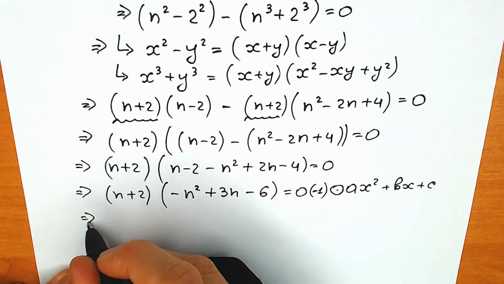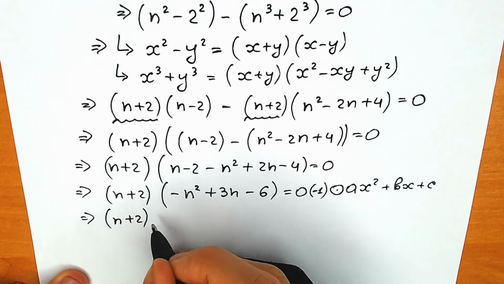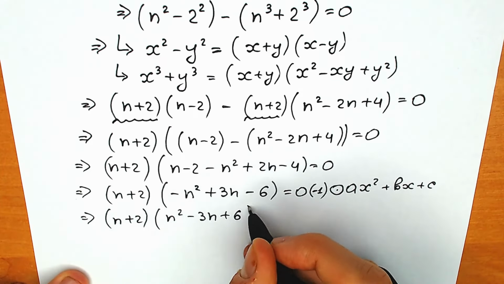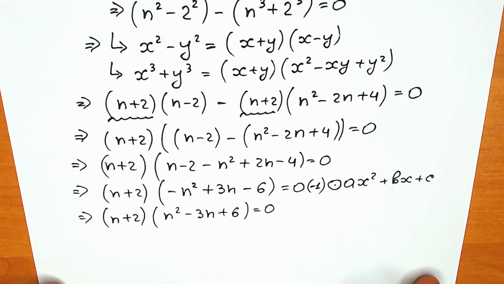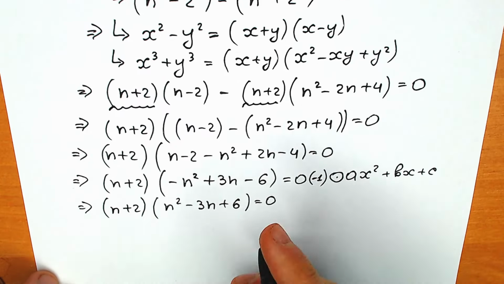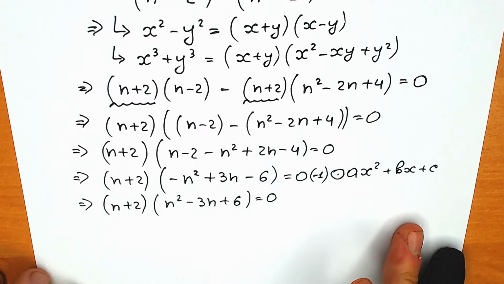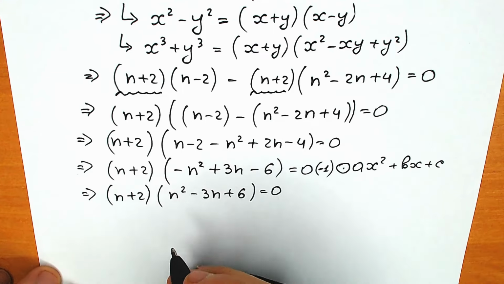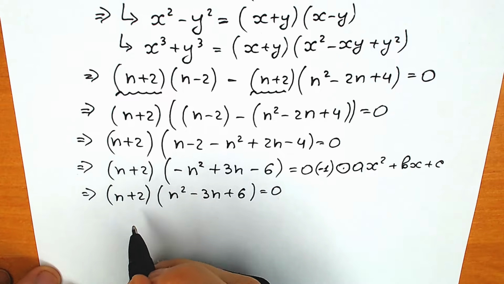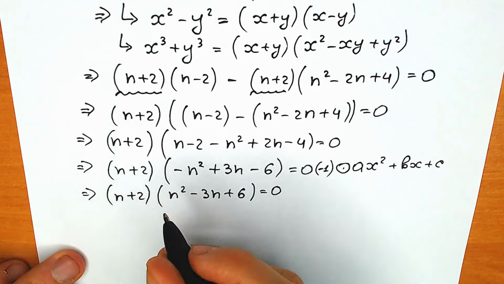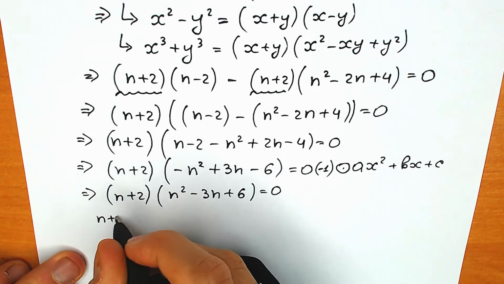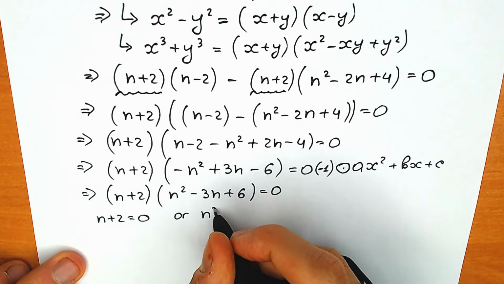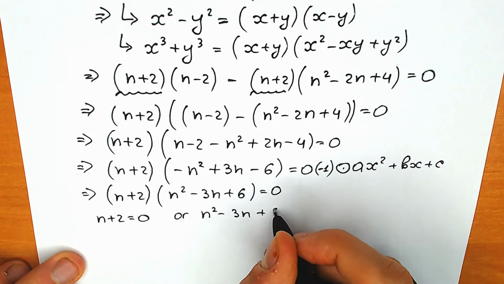And we can get n plus 2 without any changes. And this part, we can get n squared minus 3n plus 6. At this part, you can be proud of yourselves that you factored this equation. So we have a product of two parentheses, and at this point, without any problems, you can split this solution into two parts, because a product of two parentheses equals 0 when the first parenthesis is equal to 0, so n plus 2 equal to 0, or the second parenthesis equal to 0, so n squared minus 3n plus 6 equal to 0.